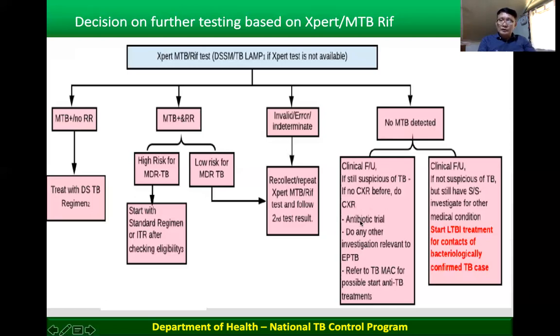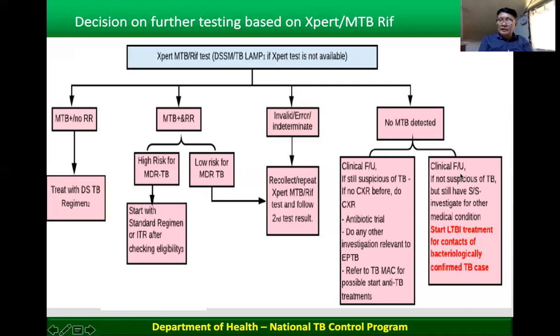Or you can also, while waiting for the chest X-ray result, give an antibiotic trial, and do any other investigation relevant to EPTB. Baka we might never know that the patient has EPTB instead of pulmonary TB. That's why his pulmonary specimen turns out negative when we do the GeneXpert testing. Or we can refer to the TB-MAP for possible start of anti-TB treatment.